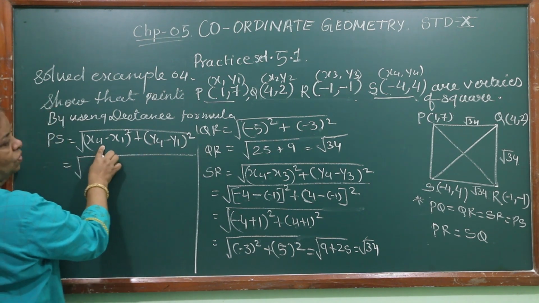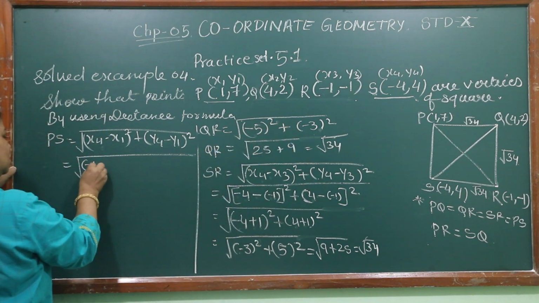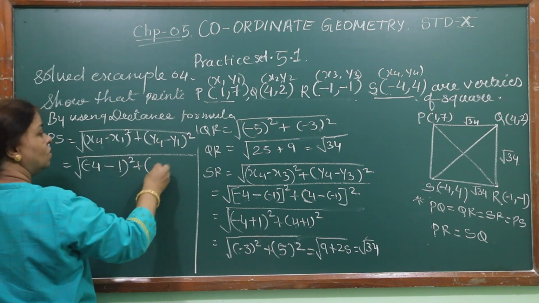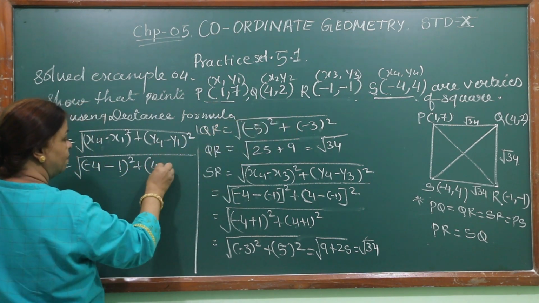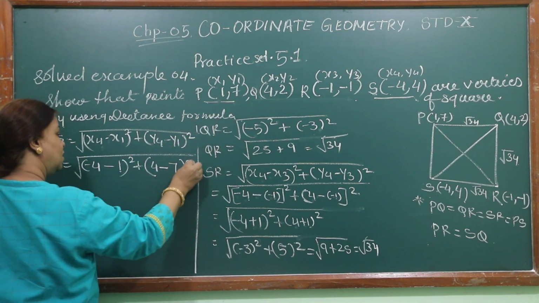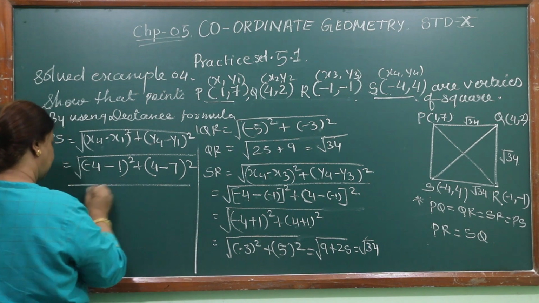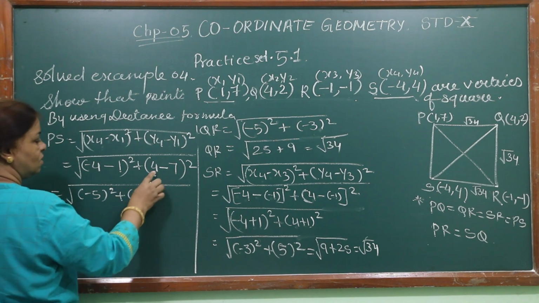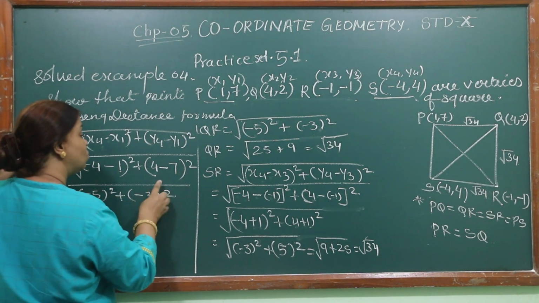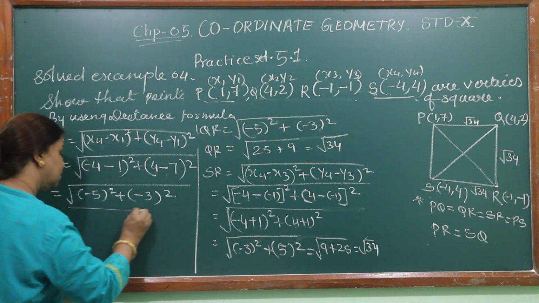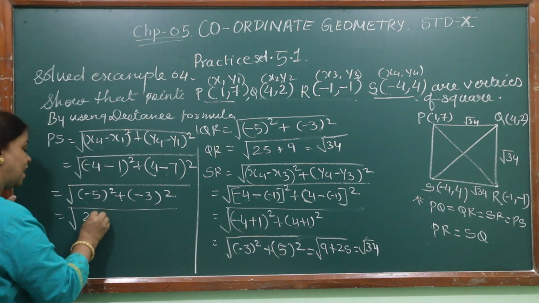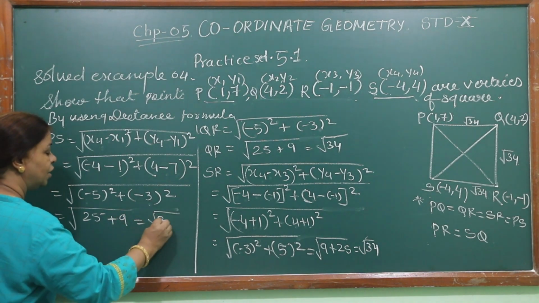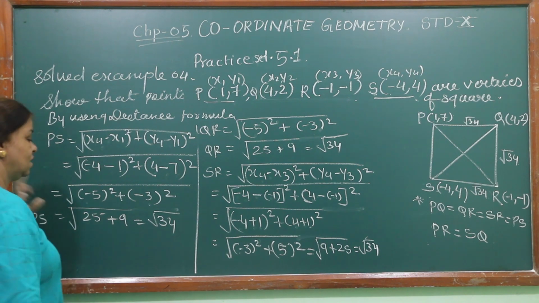Now place the value of x4. x4 is how much? Minus 4. And then minus x1, 1, the whole square, plus y4 is 4 minus y1 is 7, the whole square, and we will get, now, minus 4 minus 1 is minus 5, the whole square, plus 4 minus 7 is minus 3, the whole square. Mind the sign of the greater number, children. So here minus 5 the whole square is 25 plus 9, which is equal to under root 34. So even PS we got as under root 34.